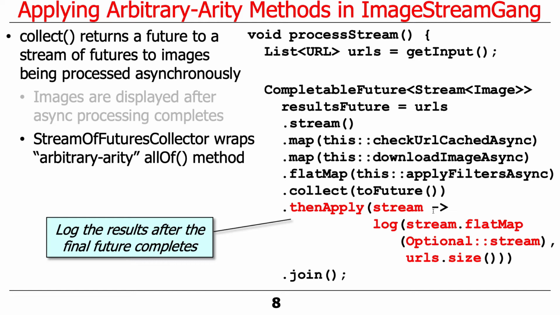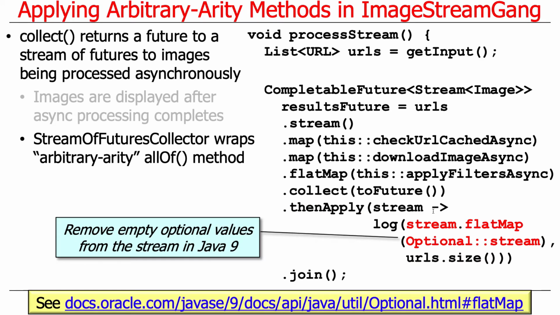When that happens, when everything else is done, we then go ahead and apply this particular action, which is going to log the number of elements in the stream. So it's going to keep track of what happened. And this is kind of cool. This particular code shown here uses a feature of Optional that was added in Java 9. So you have to have Java 9 in order for this to work.